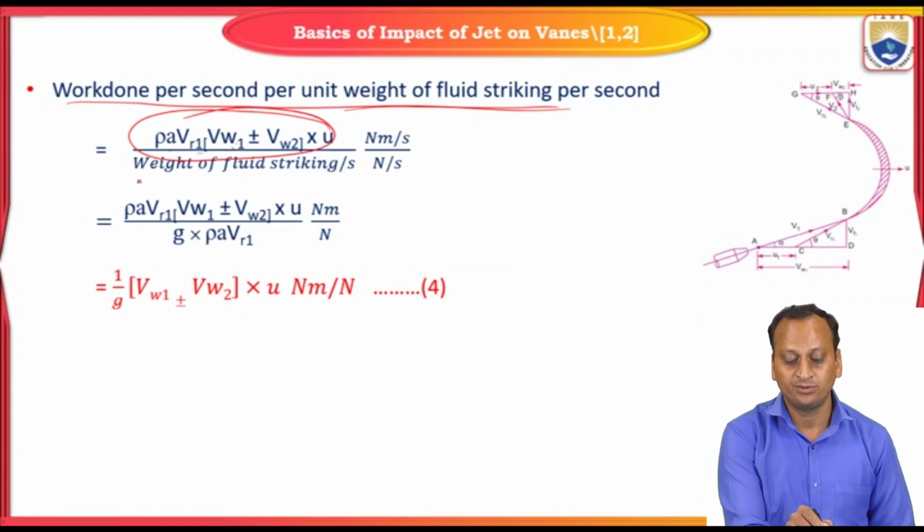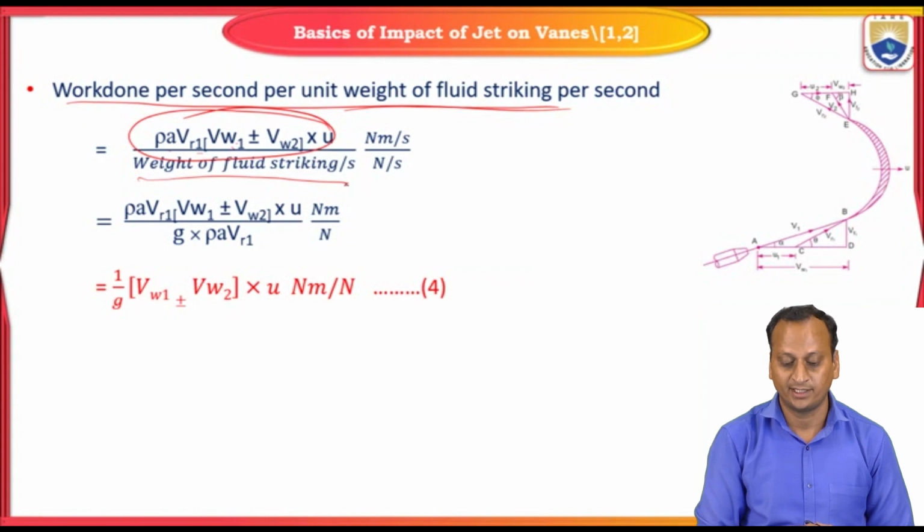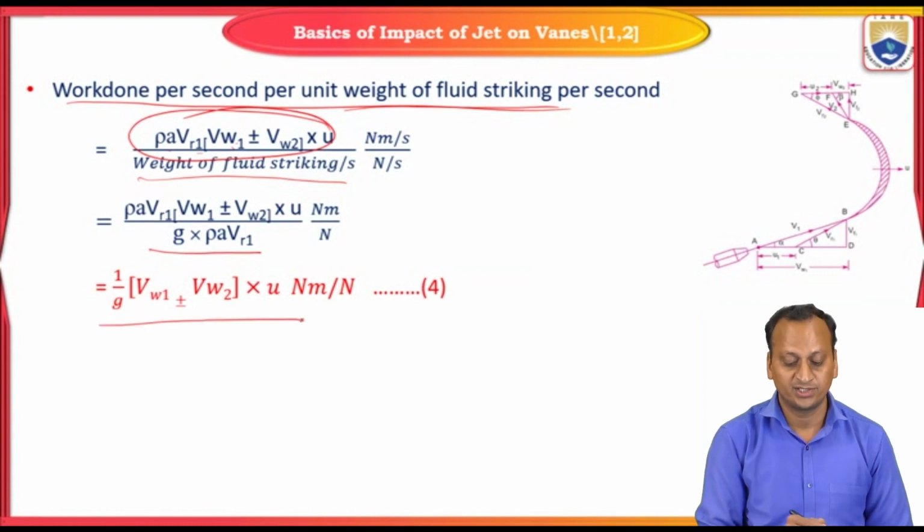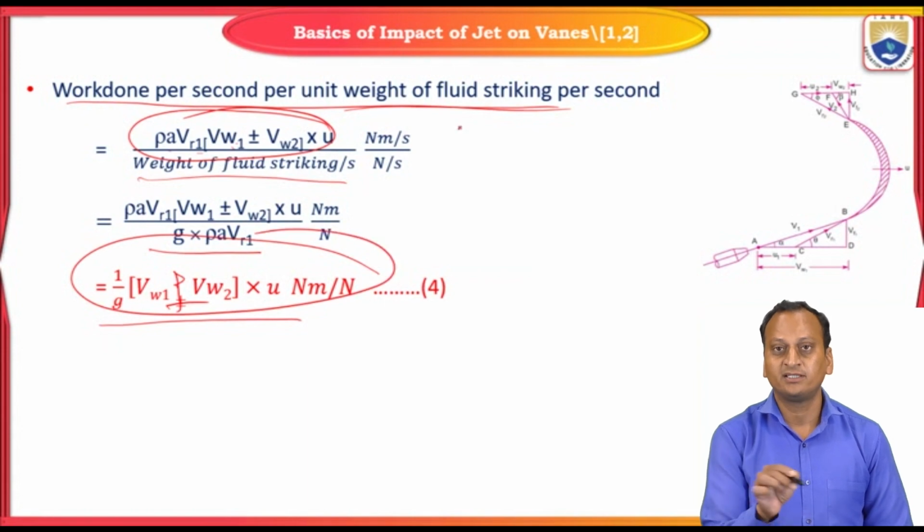Then a ratio of the weight of fluid striking per second. The weight of fluid is the specific weight into volume, that is rho g into A VR1. So from this expression we get 1 by g into (VW1 plus or minus VW2) into u. This is the work done per second per unit weight.